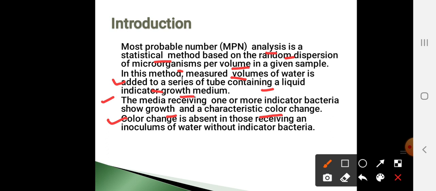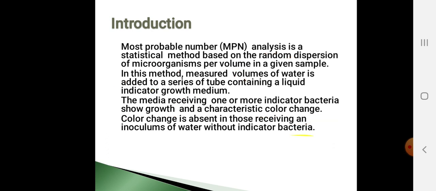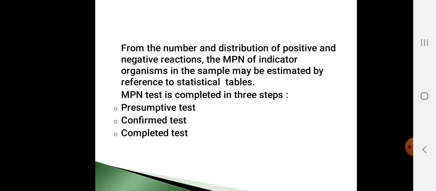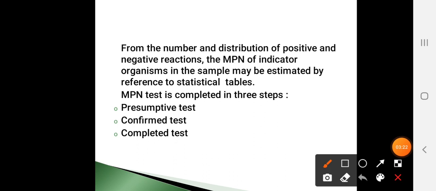The color change is absent in those receiving inoculums of water without indicator bacteria. If the water sample does not have any bacteria, it will not show the color change. From the number and distribution of the positive as well as negative reactions, the MPN of organisms in the sample may be estimated.